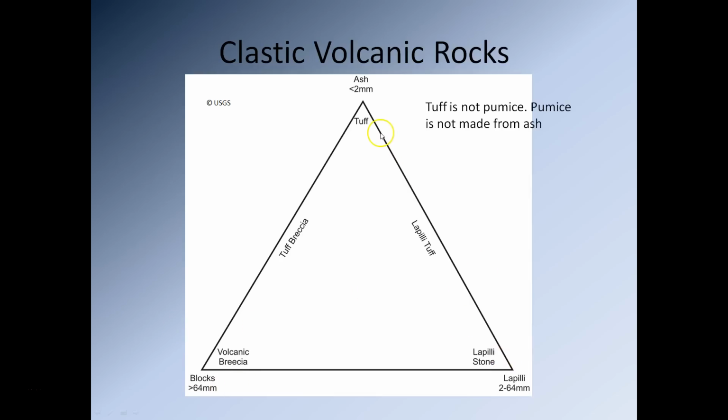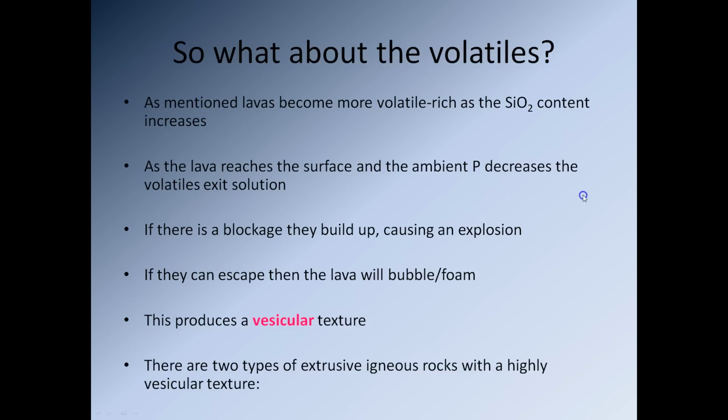And so most pyroclastic rocks will tend to be either tuffs, which are ash-dominated rocks, lapilli stones, which are lapilli-dominated rocks, or lapilli tuffs, which are a mixture of the two. That tends to be the vast majority of rocks. Only very rarely do you get pyroclastic rocks that are dominated by blocks. To be clear, tuff is not pumice. They are actually different types of rock altogether.